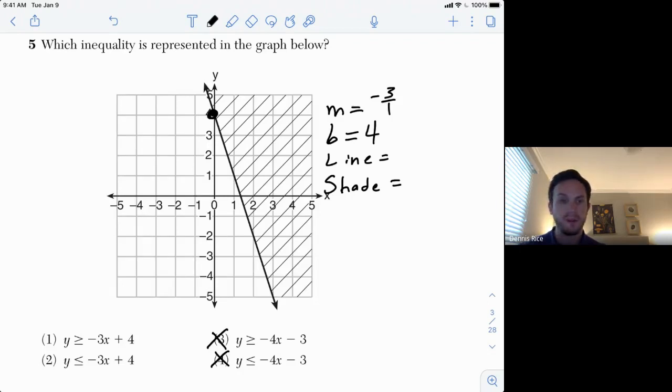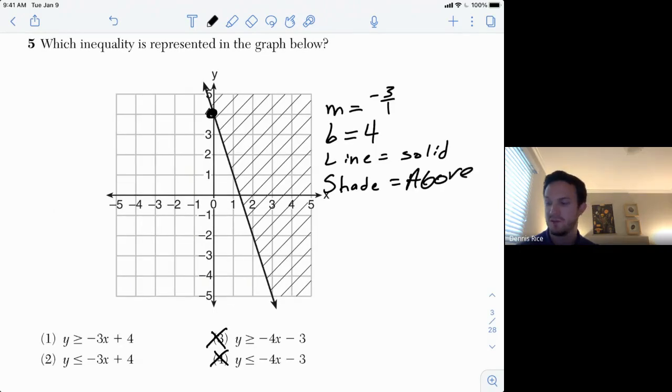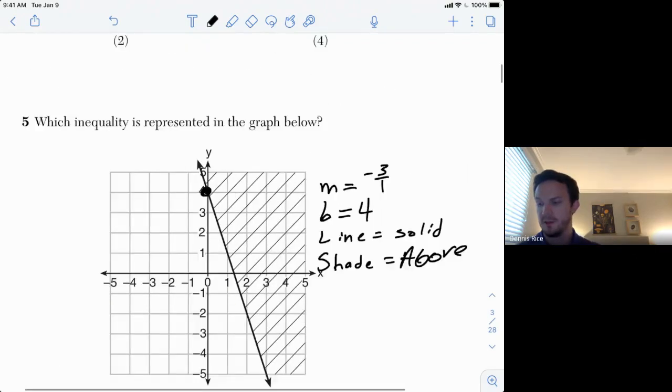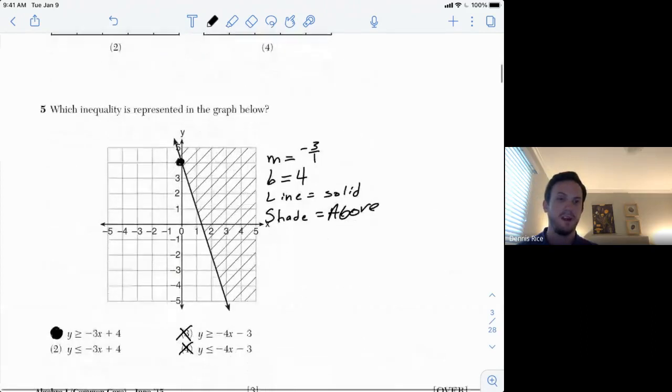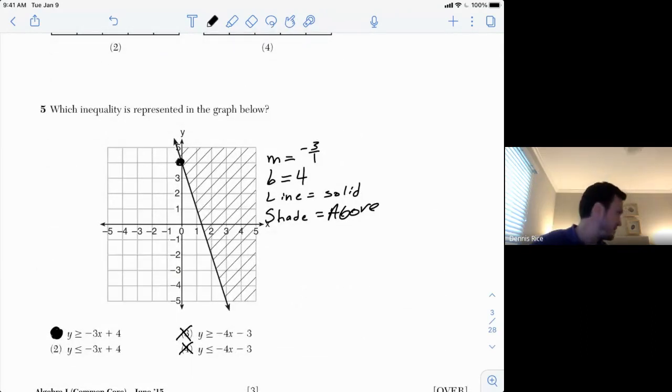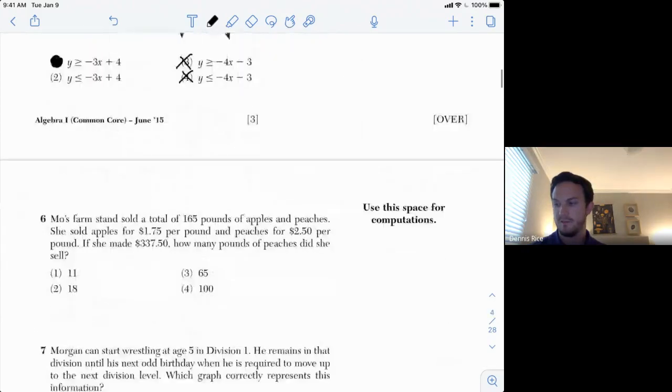So now it's just going to boil down to, we know it's a solid line. That doesn't help us. It's going to boil down to the shading. Did we shade above the line or did we shade below the line? We shaded above. So which choice reflects a shading above? Which choice? Choice 1. All right, 1 through 5. We're flying through these. Any questions with 1 through 5? Nice easy start.